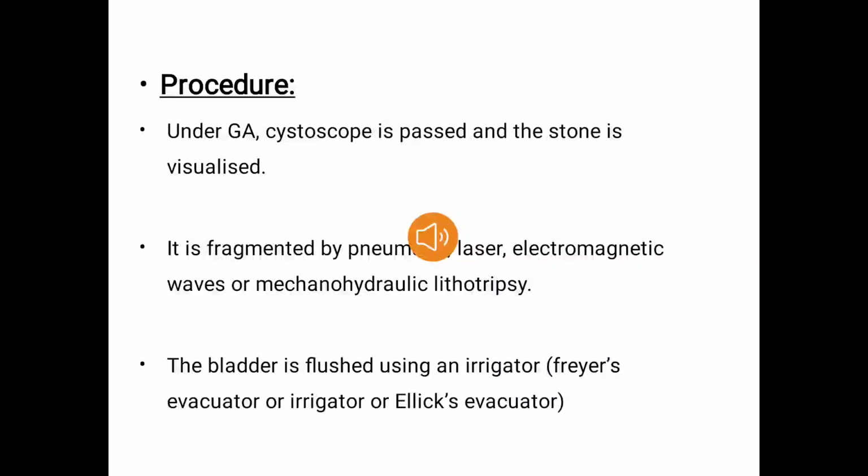The procedure is done under general anesthesia or spinal anesthesia. The cystoscope is passed through the urethra and the stone is identified. The stone is fragmented by using lithotripsy. Then the bladder is flushed using irrigators with the irrigating fluid, and the broken fragments are evacuated using Ellik evacuator.